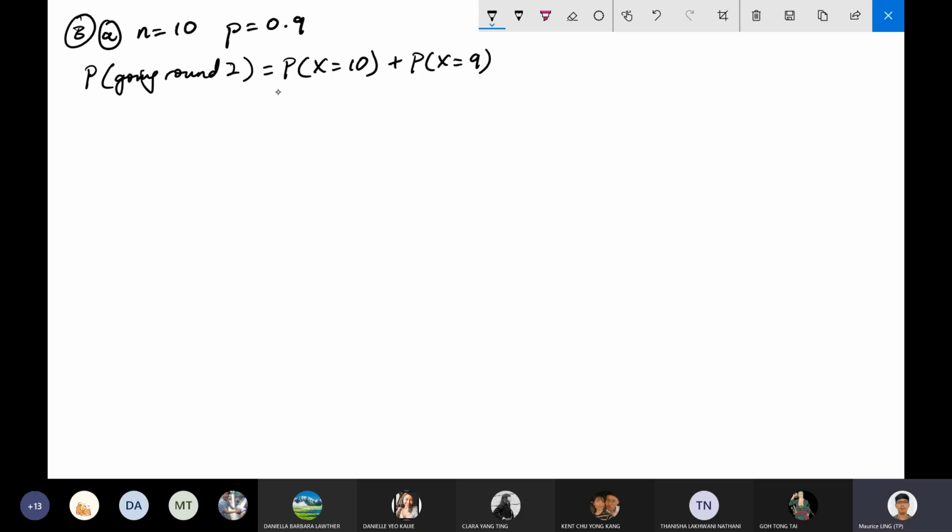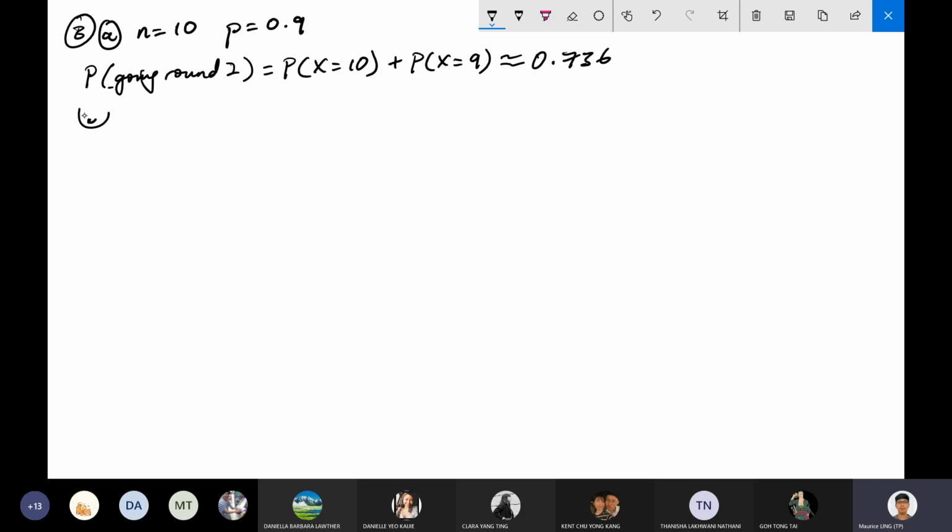Then you work it out, you end up with 0.736. So you expand the two terms out yourself. This should not be a problem. It's actually what we have done all the time.